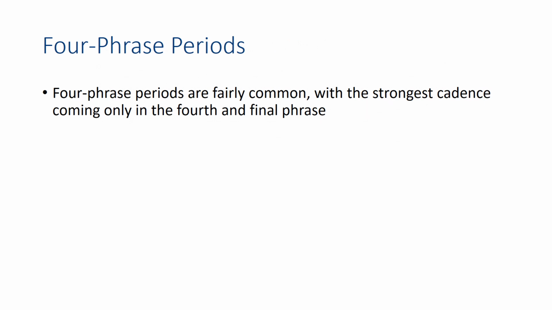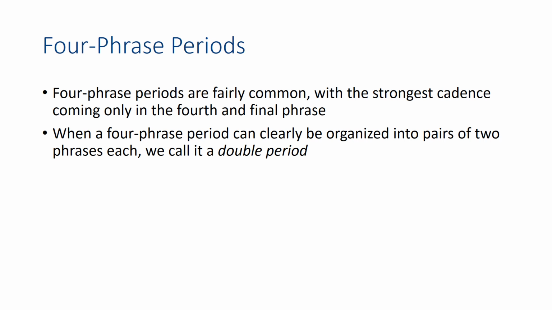Even more common than 3-phrase periods are 4-phrase periods. And in this case, the strongest cadence comes only in the 4th phrase, the final phrase. Often you'll see that a 4-phrase period is organized into pairs of 2 phrases each. And we can often call this a double period.